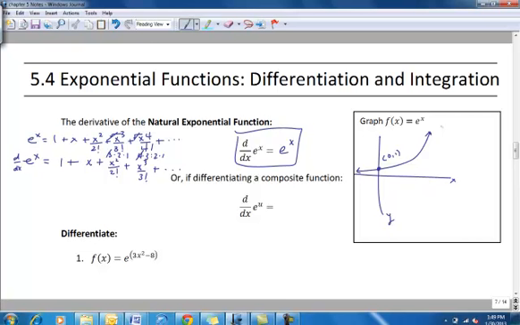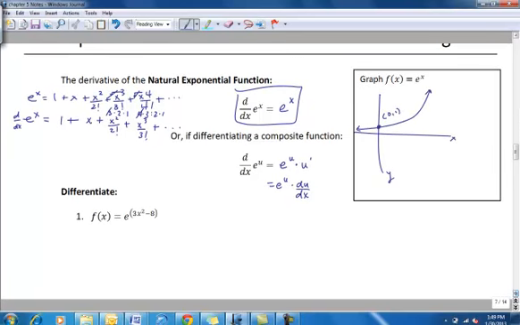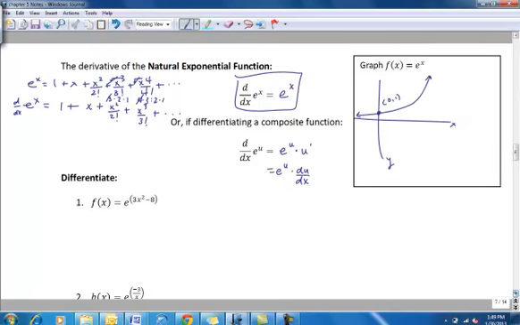Okay, and sometimes you'll have a composite function. So the derivative in terms of x of e to the u, where u is some function of x, is equal to e to the u times u prime. Or you could also say it equals e to the u times du dx. Same thing. So it's just the chain rule. I don't think that's anything too different than what you're used to, other than it's involving this e to the x stuff.